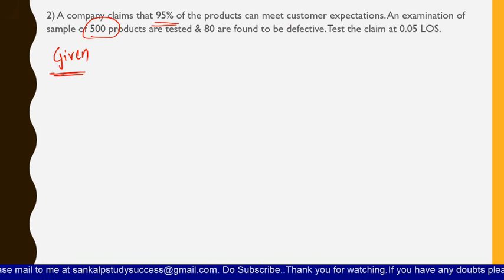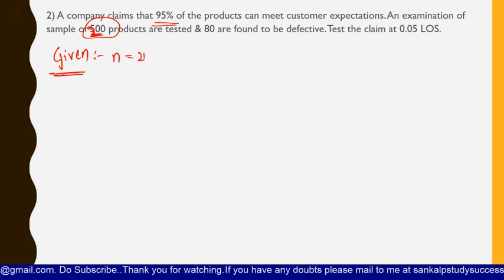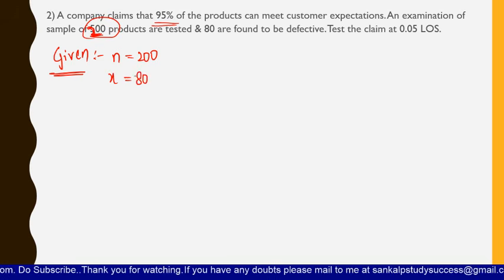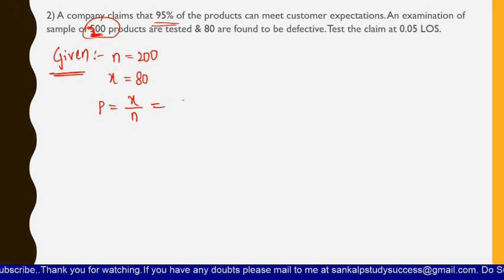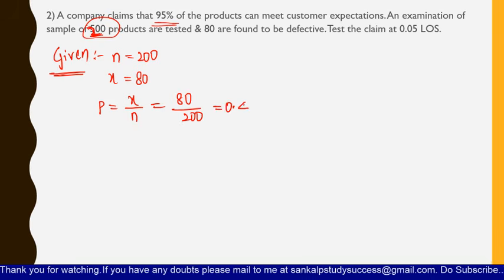Actually, now let us take it as 200 products, because 500 is too high and 80 is too low, because you have to solve x by n, and you would not get a proper value. So if you take 200, then I think it will be correct. So n value is nothing but 200 products and x value is nothing but 80, because 80 are defective. So now let us find p equals x by n, which is 80 by 200, which is equal to 0.4, right?